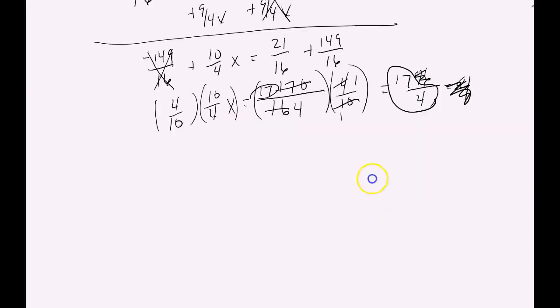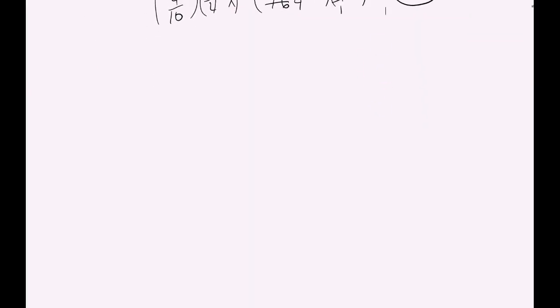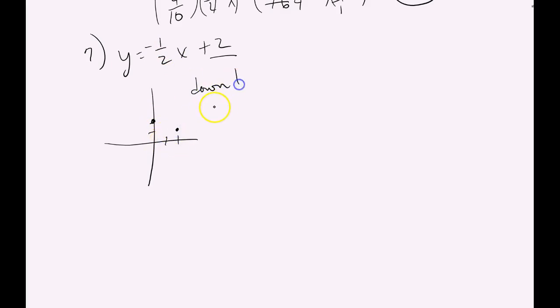Okay, and now we get to do some graphing. These will actually go pretty quick. Number 7, negative 1/2 x plus 2. You are going to start at your y-intercept of 2, and your slope is down 1, right 2. Down 1, right 2. So it should look something like that.